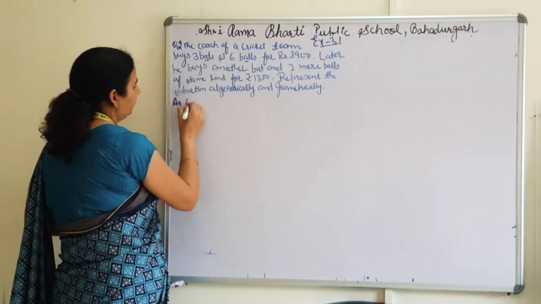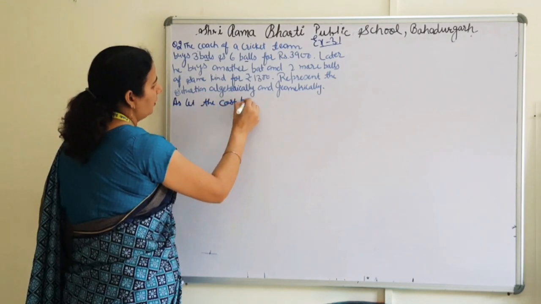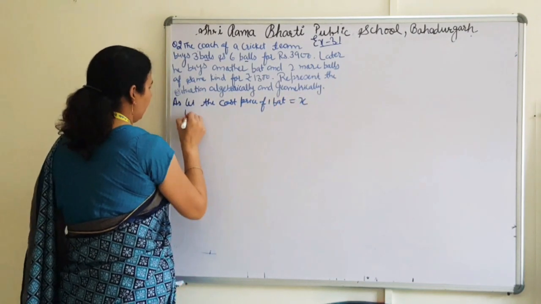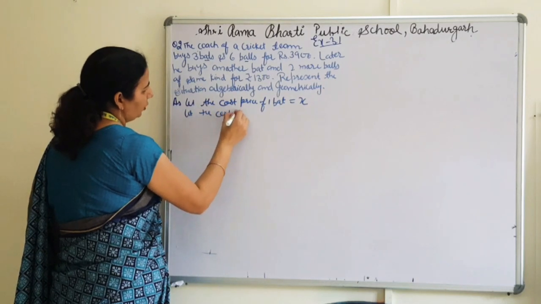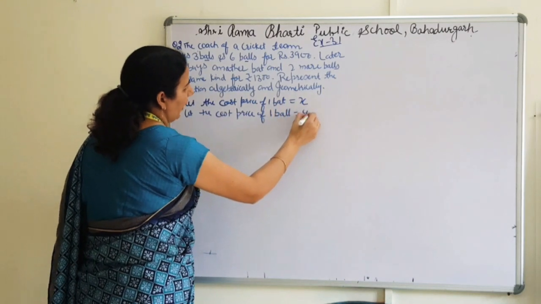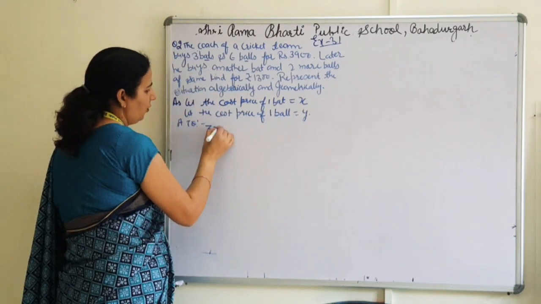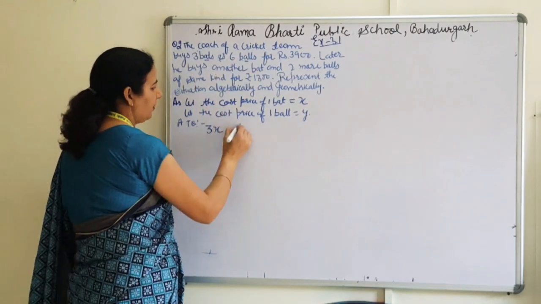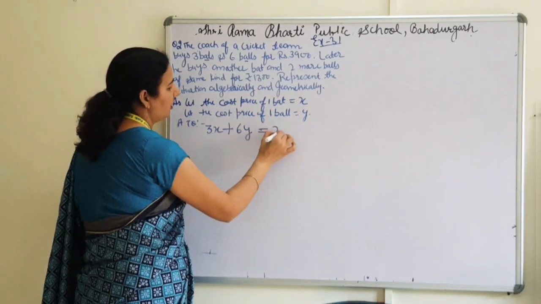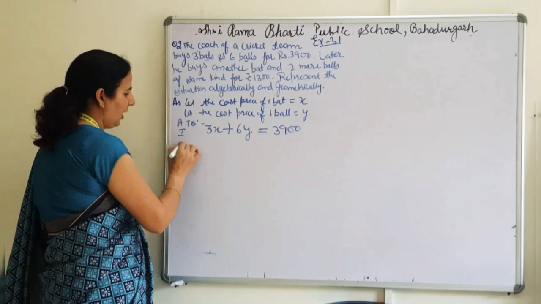So let the cost price of one bat be equal to x. Let the cost price of one ball be equal to y. Now according to the situation, 3 bats means 3 into x, 6 balls means 6 into y. Total money is 3900. Total means plus, it is 3900. So this is equation number 1. First equation. Now second equation.